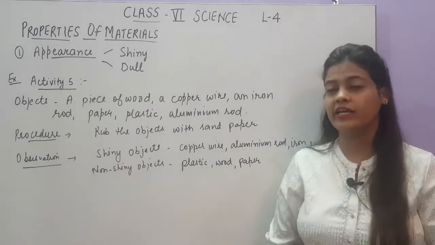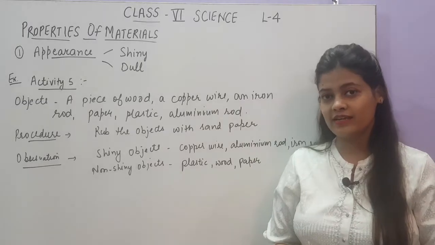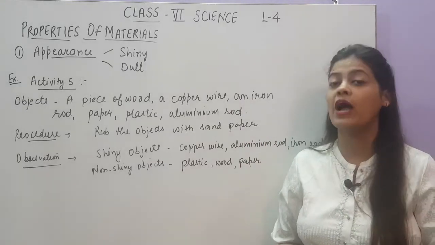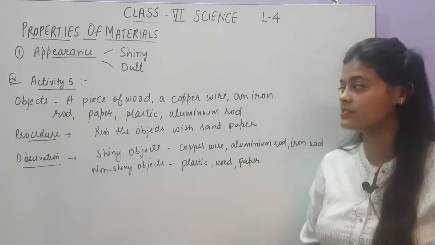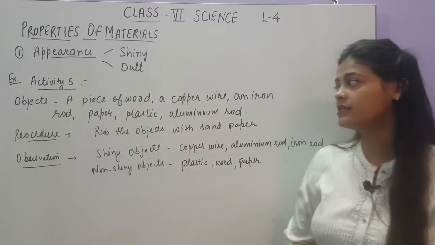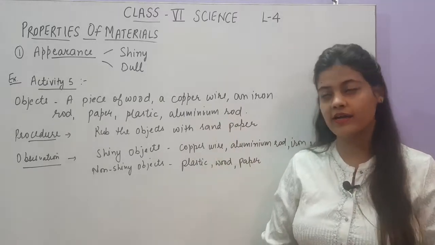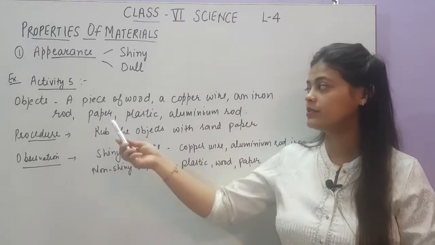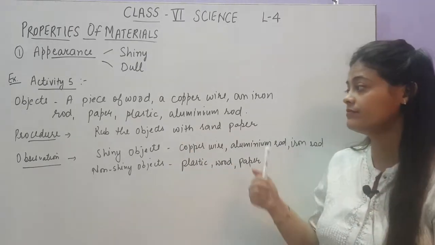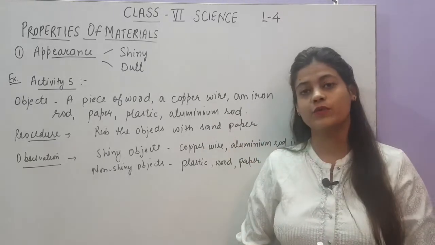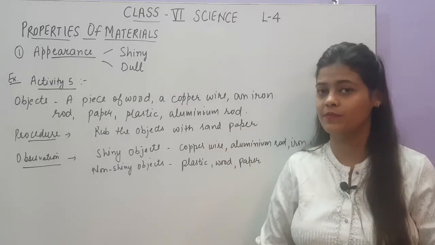So let's do an activity given in your book, that is activity 5. In this, different objects are given and you have to separate the shiny objects from the dull or non-shiny objects. The different things given here are a piece of wood, a copper wire, an iron rod, paper, plastic and an aluminium rod. So these are the things which are given to us. We have to find out whether it has a shiny appearance or a dull appearance.